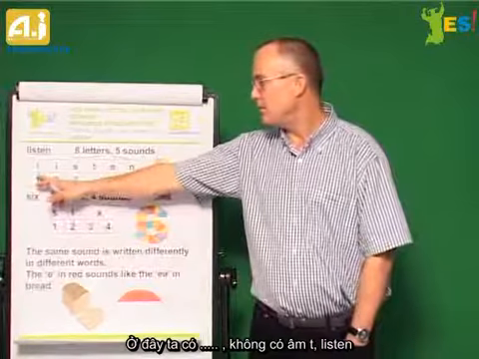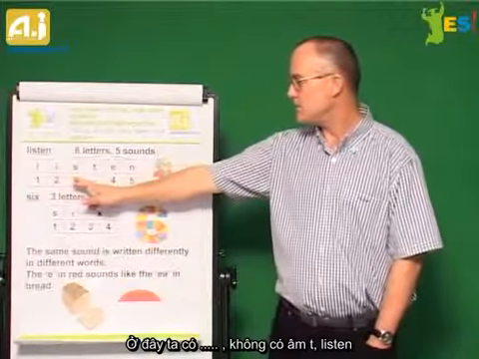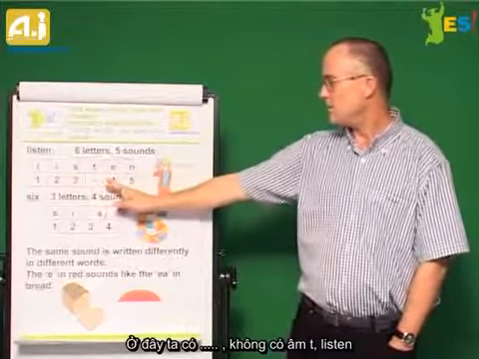And there are many words in English that are like this one. So we have s, n. No T sound. Listen. Okay? Good. And the next word is six. Six. There are 3 letters and 4 sounds.